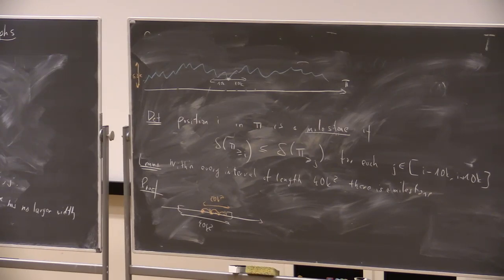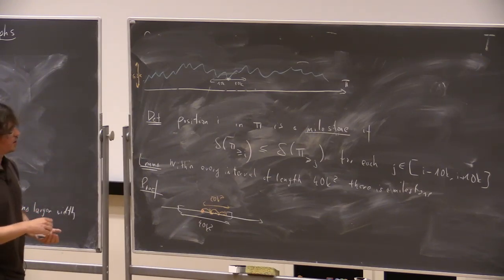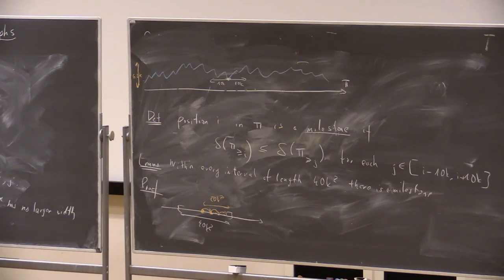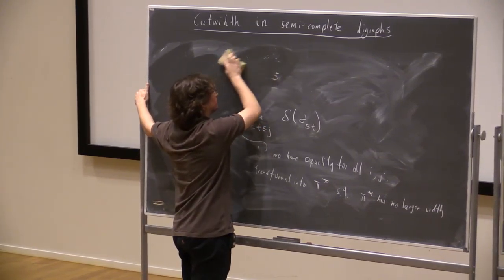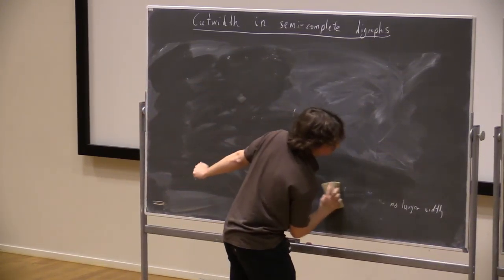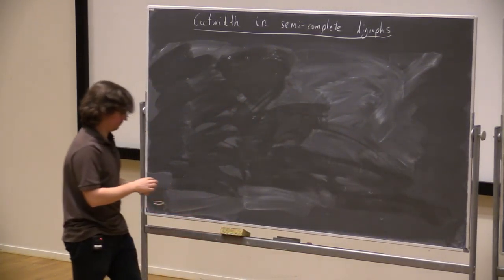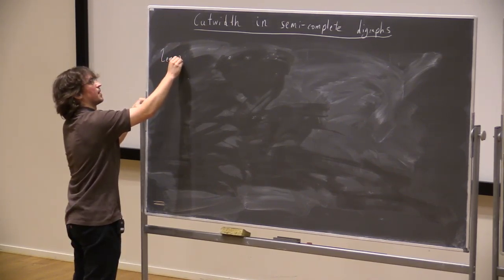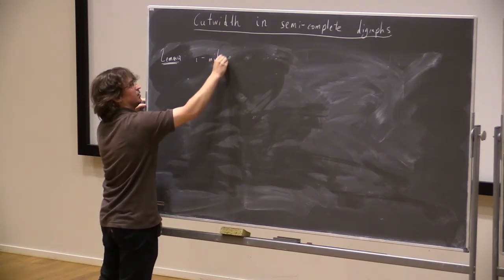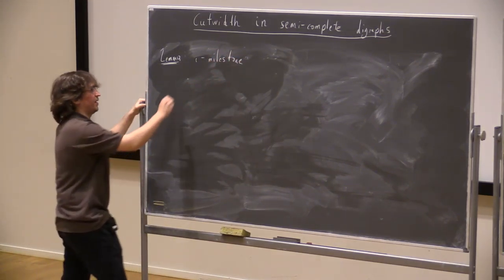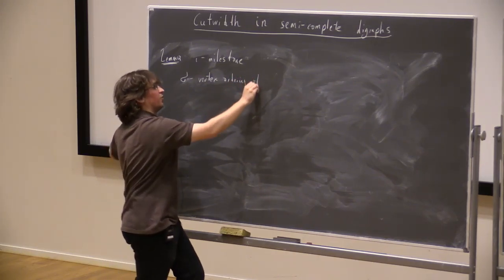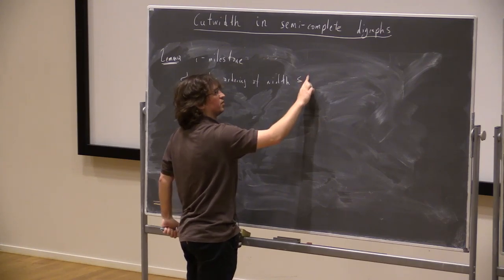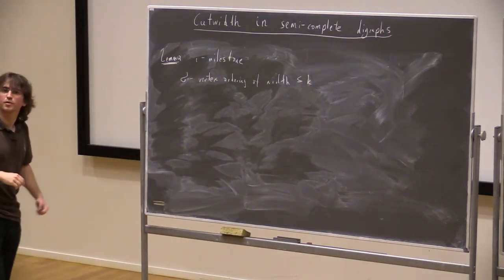Good. So now there comes the crucial lemma, and I will not be able to prove it, maybe I'll hand wave it in a moment, that milestones are actually what we were looking for. So the lemma says as follows. Suppose I is a milestone, and sigma is a vertex ordering of width at most k. So this is the assumed solution.